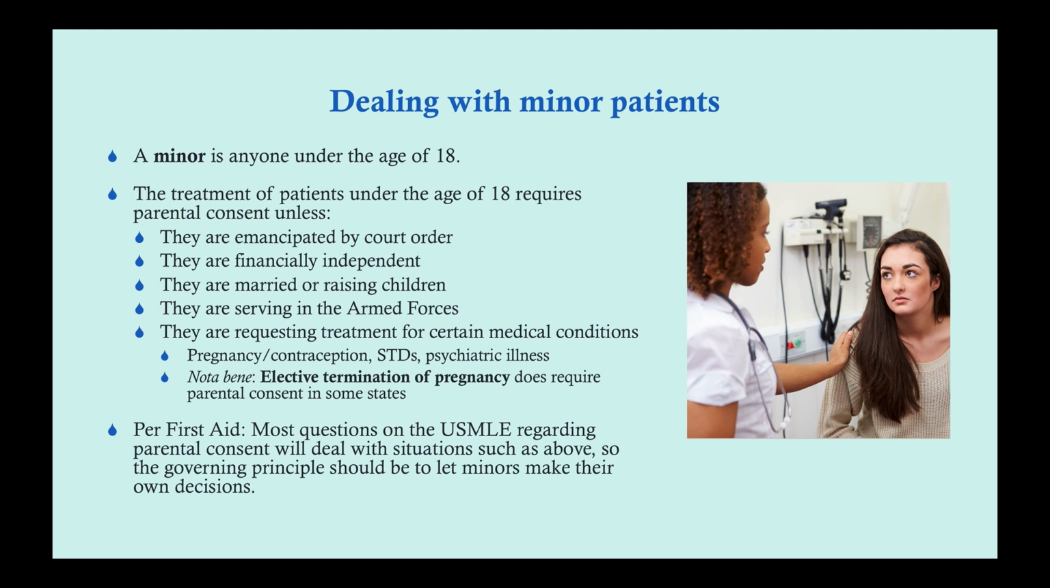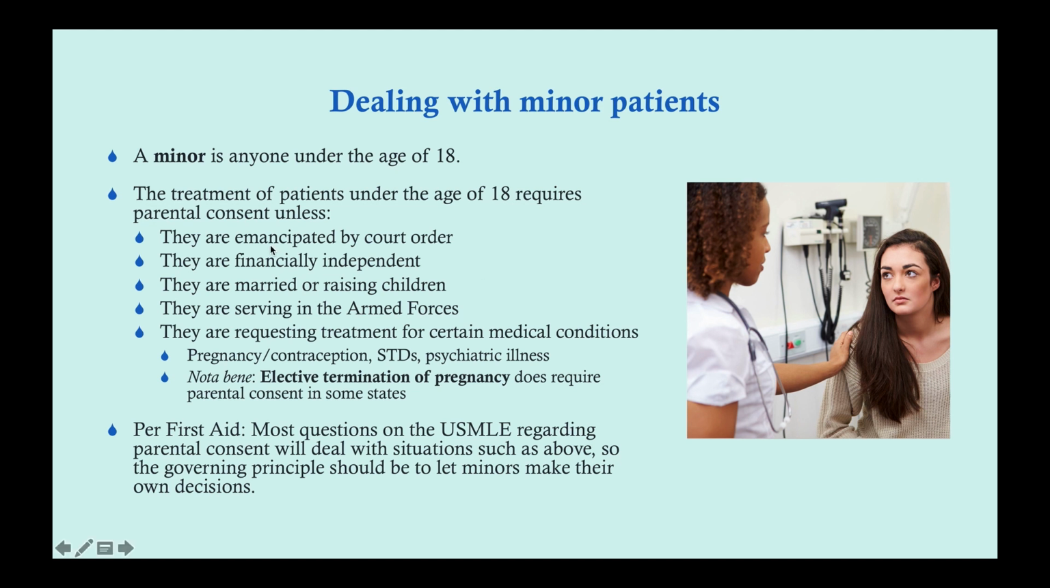And then I got this from First Aid, so please don't quote me here, but this comes from a pretty reliable test-taking book source. Most questions on the USMLE regarding parental consent will deal with situations such as these here above. So the governing principle should be to let minors make their own decisions. However, just because a minor can make their own decision does not mean that the parent doesn't have right to information on that decision. So the general rule is if the patient is under 18, their parent retains legal right to their child's information.